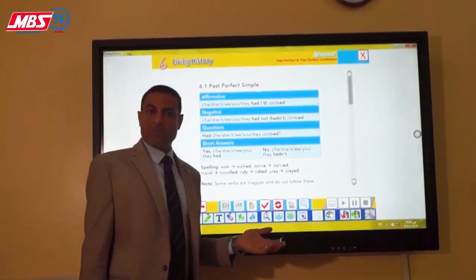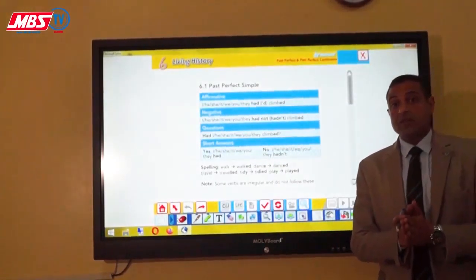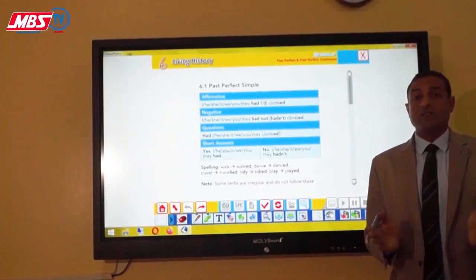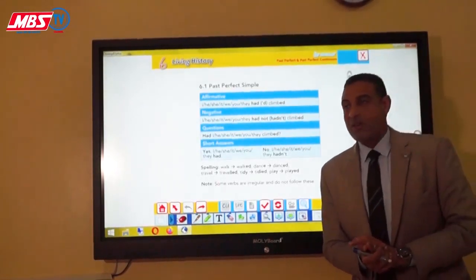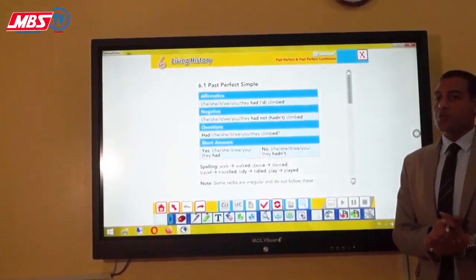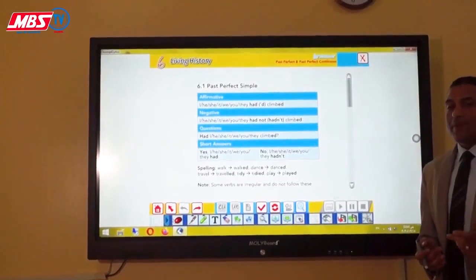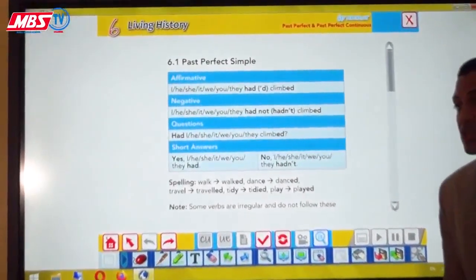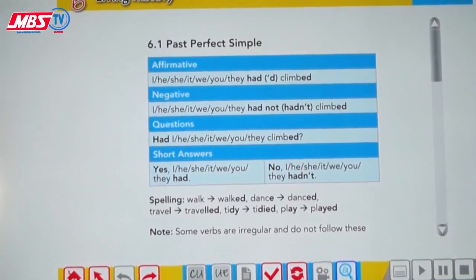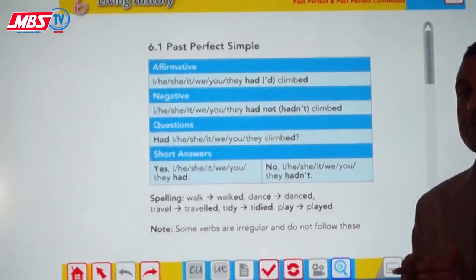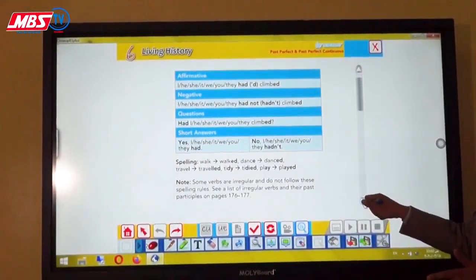If you ask me, what is the difference between past perfect simple and regular past simple tense? The answer is, we can use the past perfect to express two actions that happened in the past, and I want to say which action happened first.